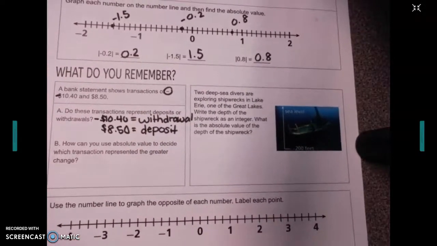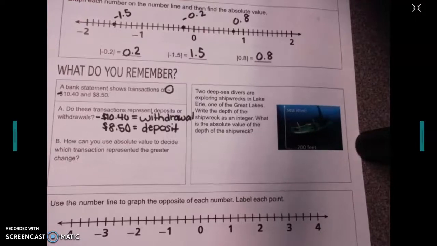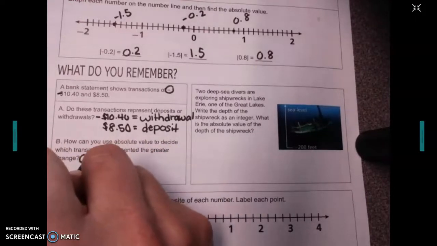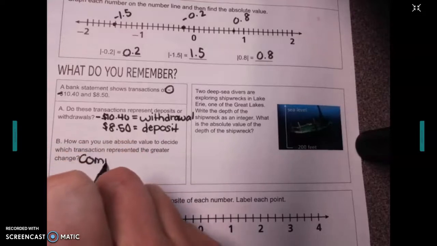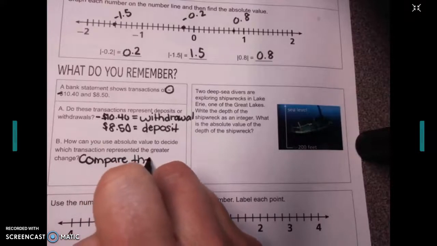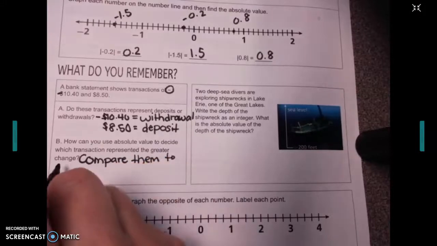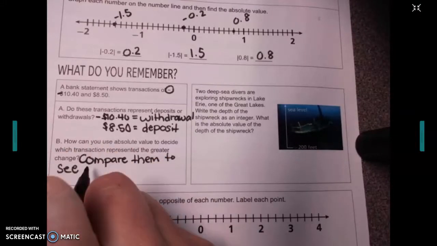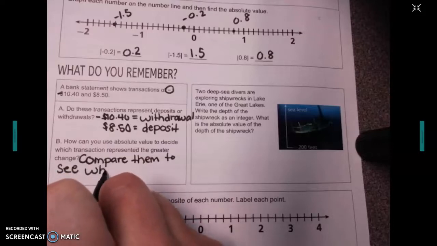B, how can you use absolute value to decide which transaction represented the greater change? So I can compare them to see which absolute value is larger.